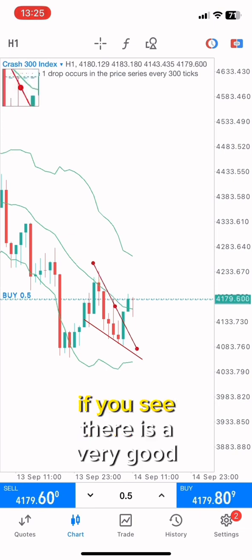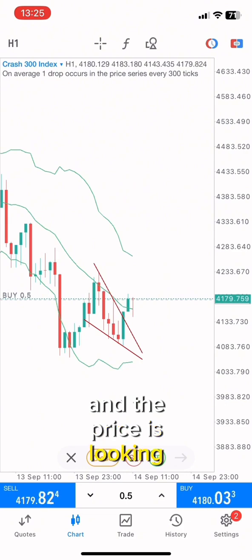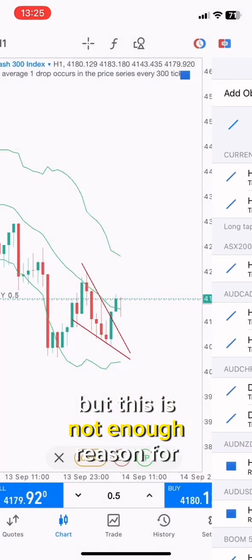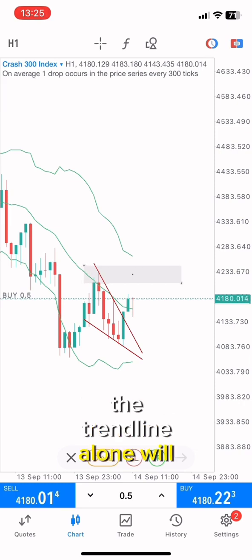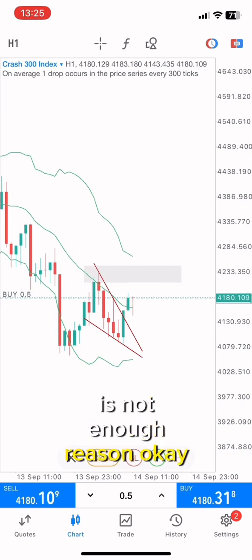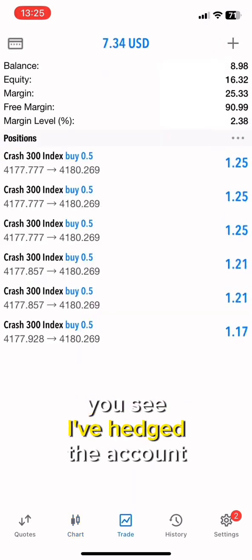Right there, if you see, there is a very good breakout from there, and the price is looking forward to going up. But this is not enough reason for you to buy. This is not enough reason. The trend line alone will blow your account. Okay, so in order to see the correct thing, you see I've hedged the account.